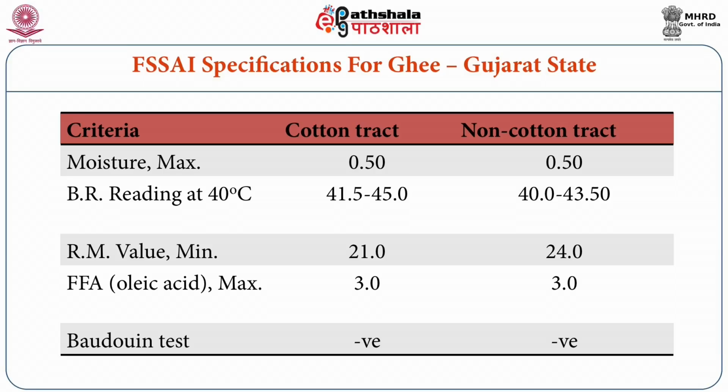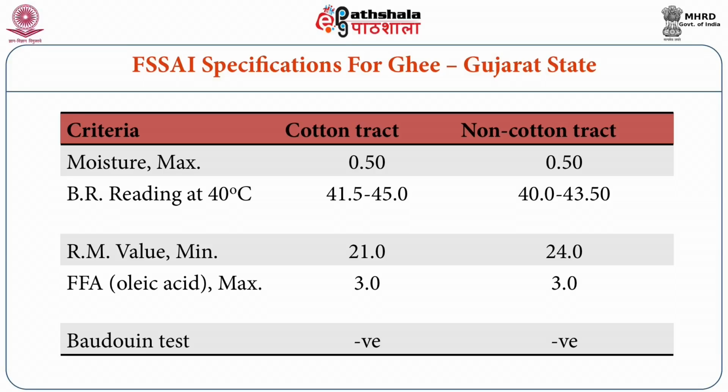In case you are getting some sample of ghee and analyzing it for BR, it is coming less than the minimum of cotton tract, for example 39.0. This indicates there may be some chances of adulteration to the ghee, because of which the constant it is showing is abnormal. So this helps in assuring the consumer what really is being paid for a correct product.